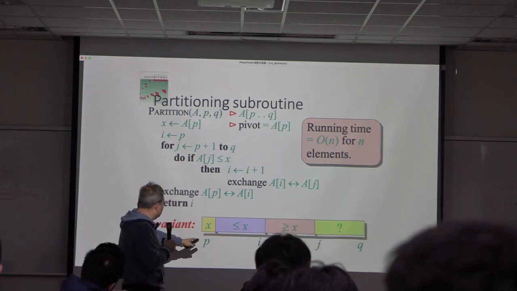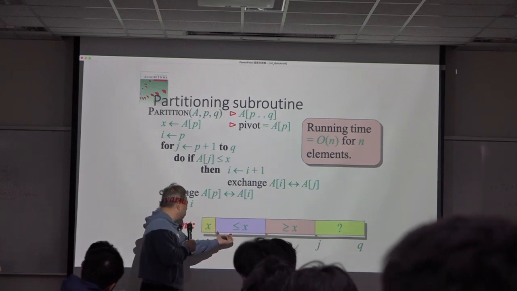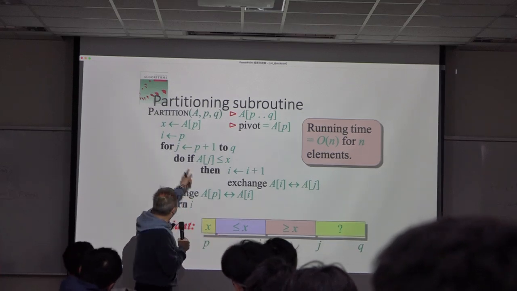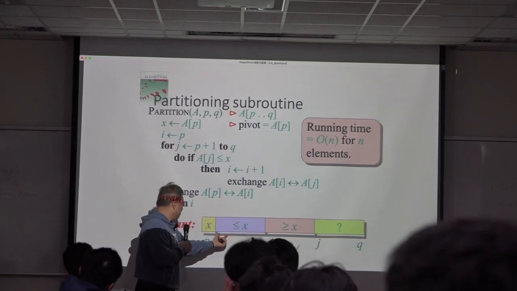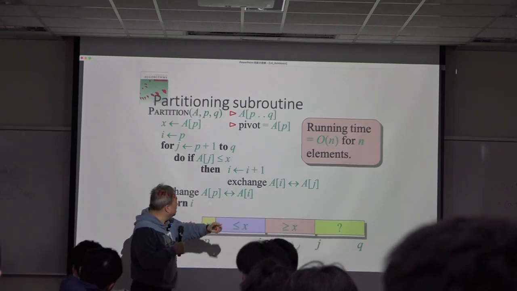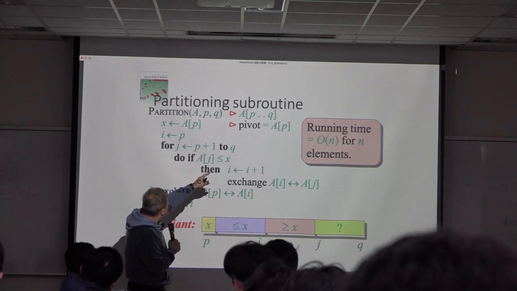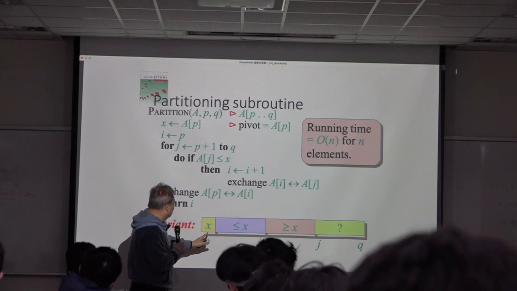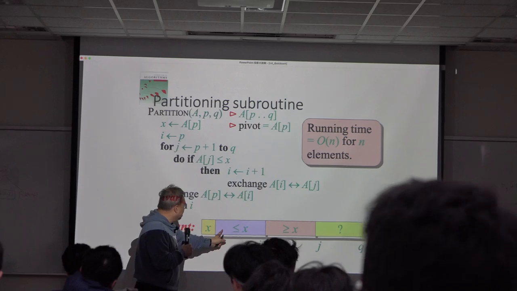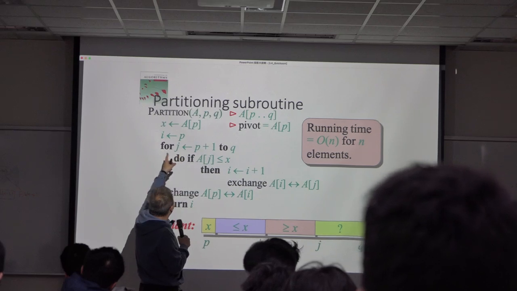Start from P. As I say, this section is from P plus 1 to I. Because I starts from P, this part is empty initially. And J starts from P plus 1 to Q. So initially it starts from this index to Q.